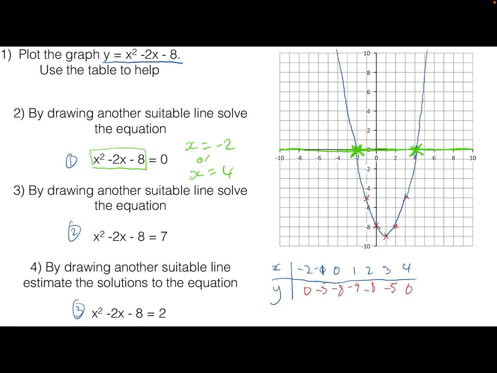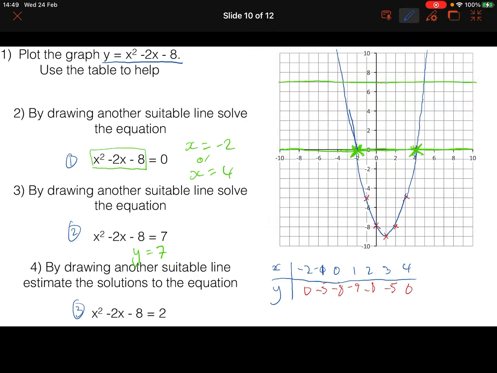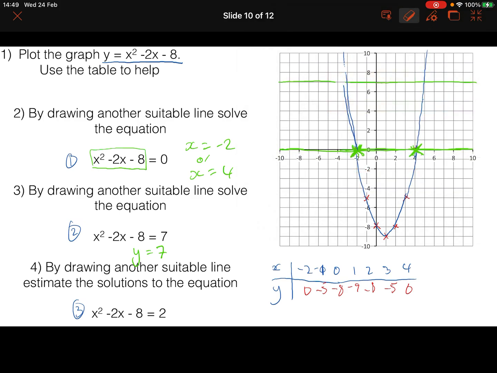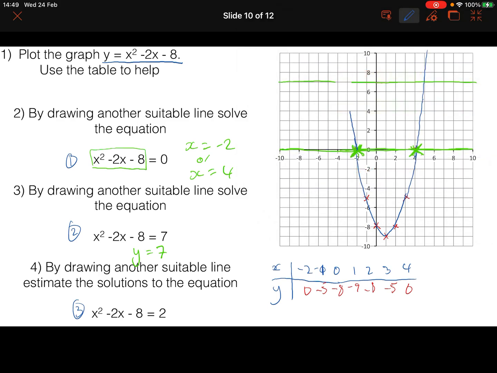Now we can do the same thing for x squared minus 2x minus 8 equals 7. So that's basically saying, where is the line y equals 7? y equals 7 would be a horizontal line at a y value of 7. So we're looking for where these intersect. Now just realise what I've done is I've drawn it really, really badly. It should actually go like this. Let me just delete that. That's why you have to be good with your drawing. Okay, it should have gone like this.